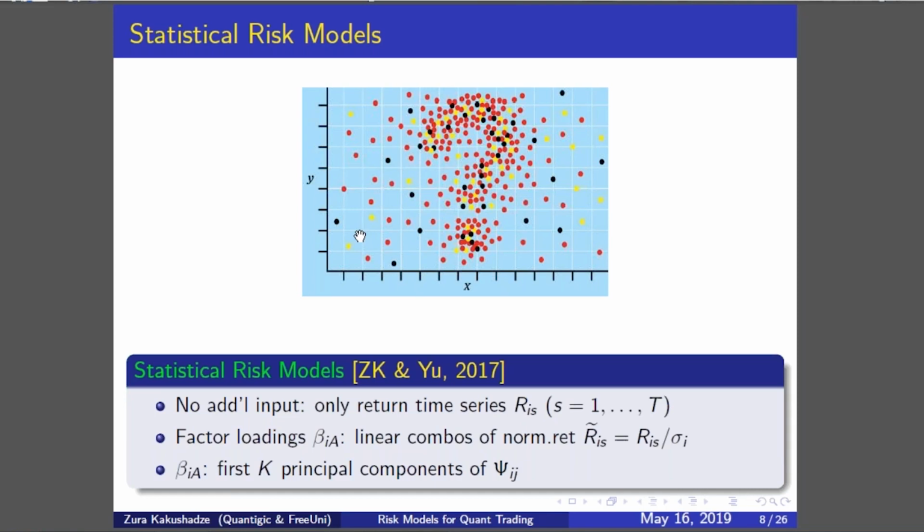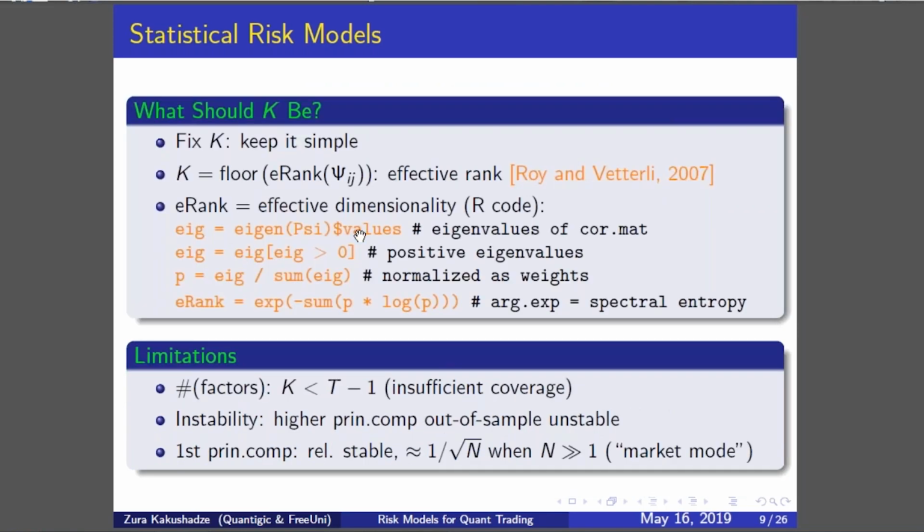And the answer is, well, I can take the first k principal components of my sample correlation matrix itself and use those as the columns in my factor loadings matrix, meaning beta. So then the question becomes, okay, what should this k be? What should the number of principal components that I use as my risk factors in my factor loadings matrix be? What should that k be?